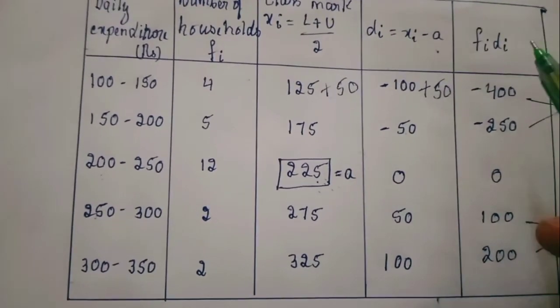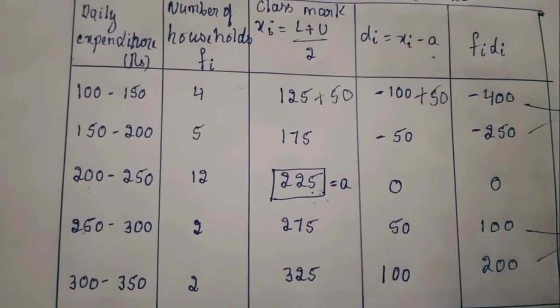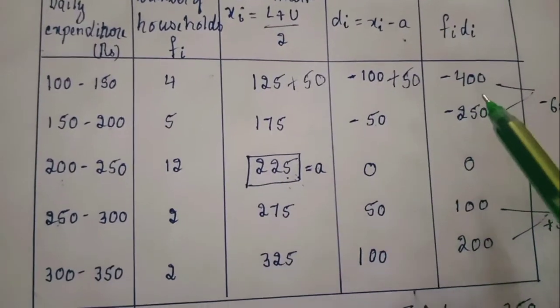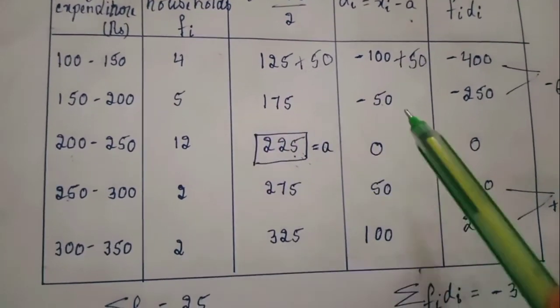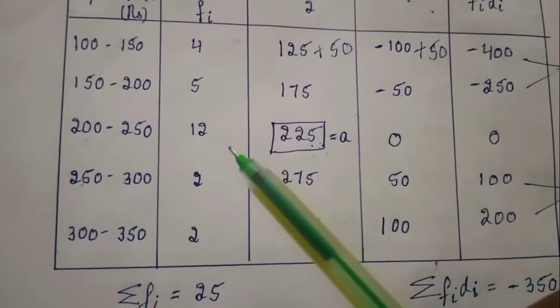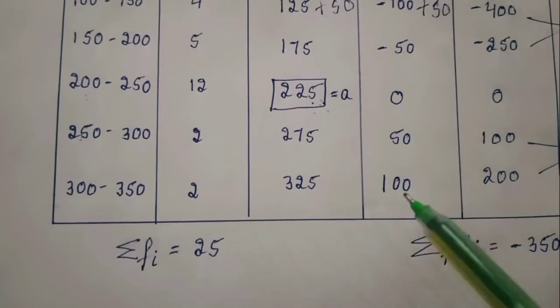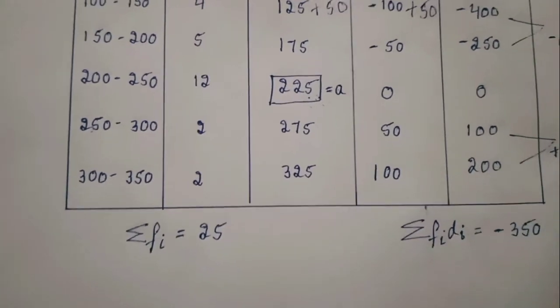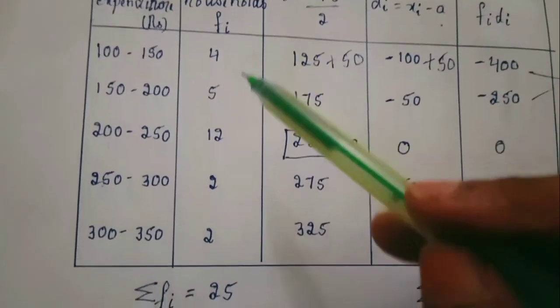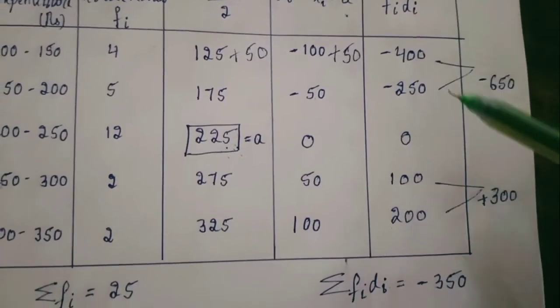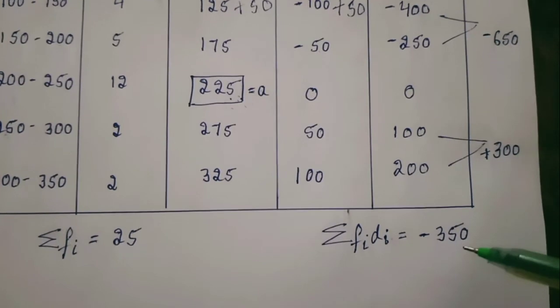And the next to last column is Fi di. So for Fi di, you have to multiply. 4 into minus 100 is minus 400, 5 into minus 50 is minus 250, 12 into 0 is 0, 2 into 50 is 100, 2 into 100 is 200. Now add all this. Summation of Fi is 25 and the summation of Fi di is minus 350.